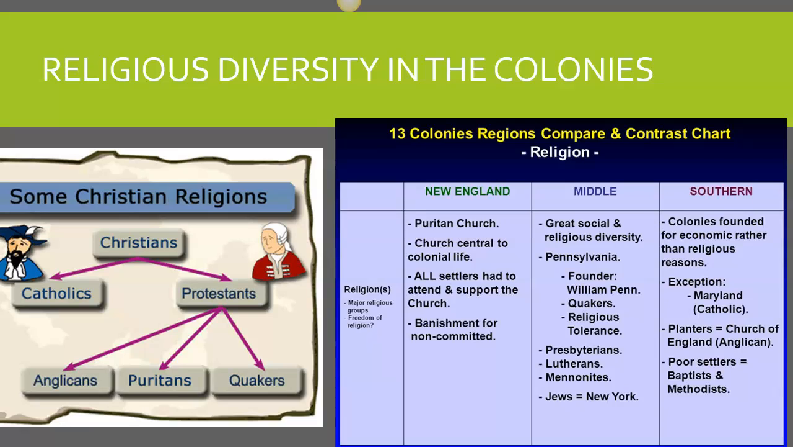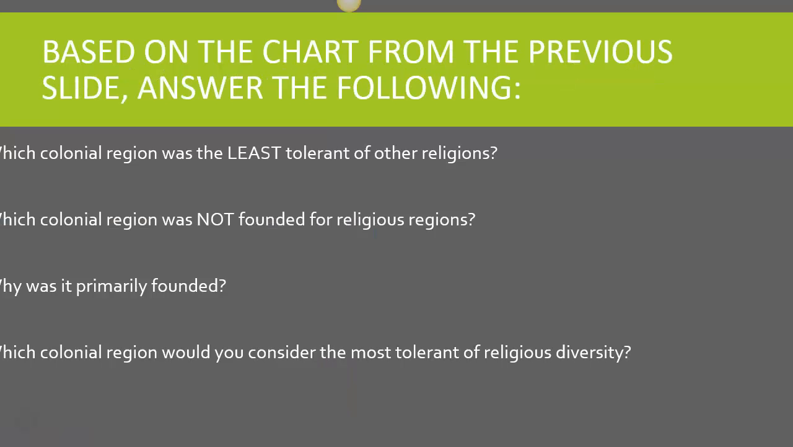So if you look at the chart on the left, when we say the word Christian, we're talking about Catholics and Protestants. That's basically the two choices. And then later on, we're going to see those different religious groups like Anglicans and Puritans and Quakers, and then much later on, Baptists and Methodists and Lutherans and all of that. So lots of religious diversity.